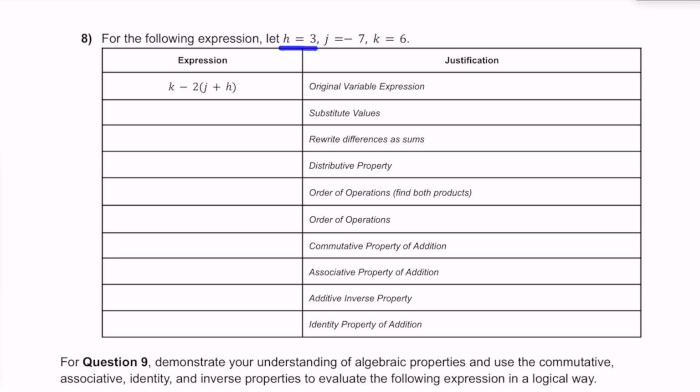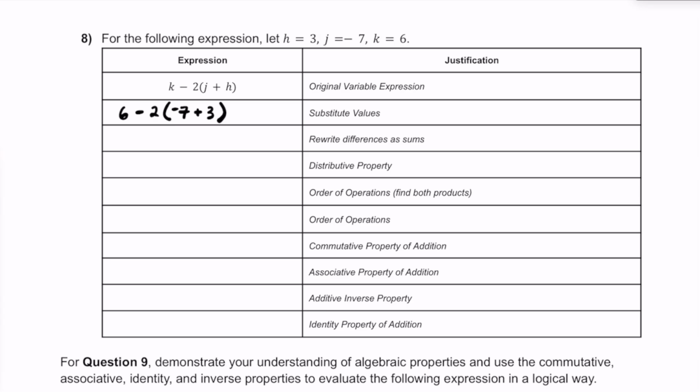Looks like we have h, j, and k as our 3 variables. Here's our original expression, so we'll just go ahead and write that first. Let's go ahead and now substitute in our values. So let's go ahead and say k is 6. So we're going to say 6 minus, and we have this 2 multiplied by, and then j is -7. So we'll substitute in -7 here plus h. H looks like it's going to be 3.